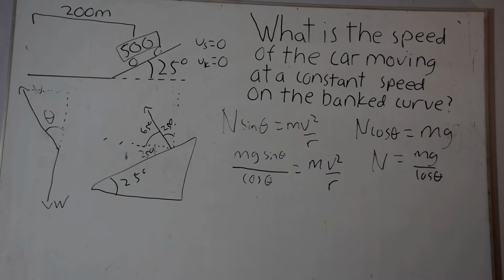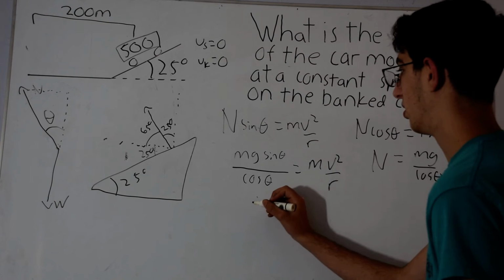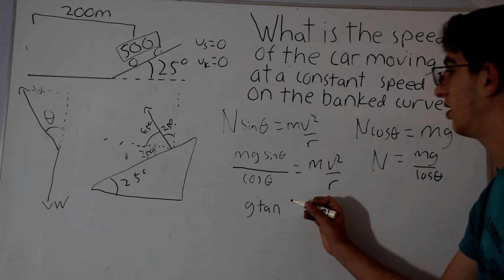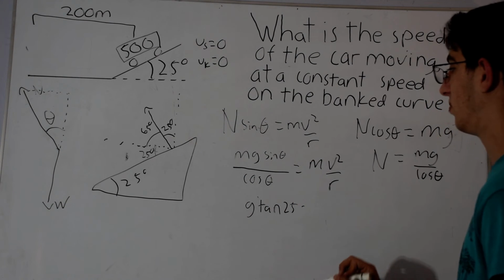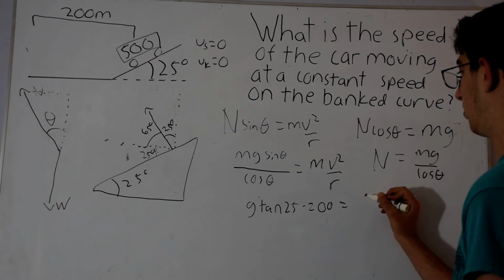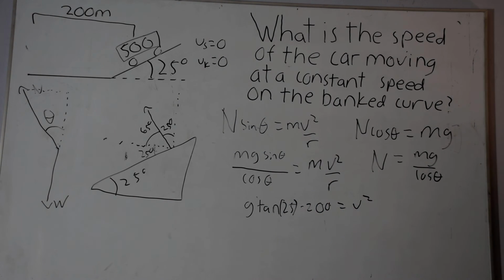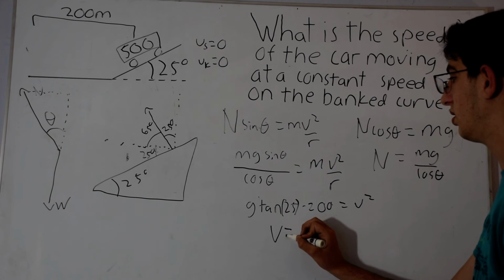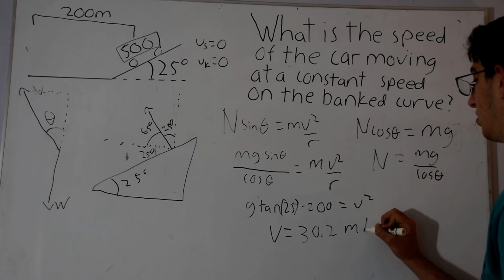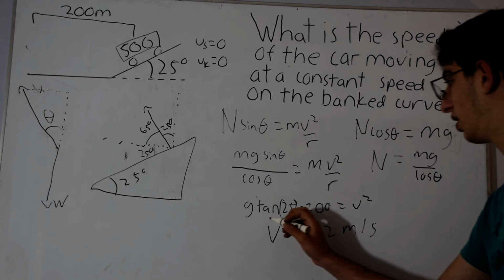So let me isolate for v, and I know that sine theta over cosine theta is just tan theta, so g tan theta, which is just 25 times r, which is just 200, equals v squared. And we can solve for v, and we can get that v equals 30.2 meters per second. And because it's asking for the speed, we don't need to put direction. And that's our final answer.